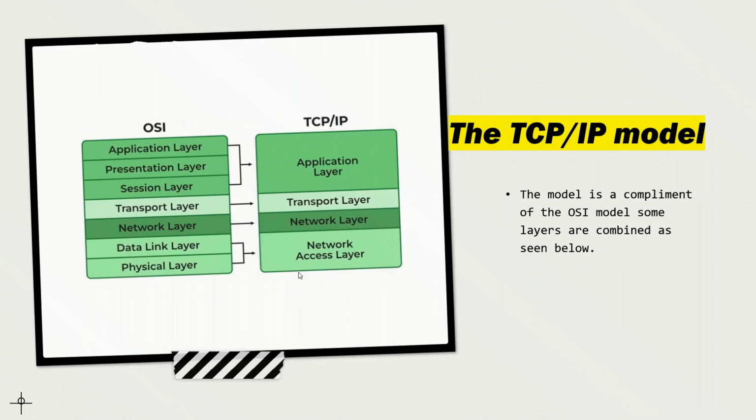And the TCP/IP model is the summarization of the OSI model, where you can see here the data link layer and the physical layer are combined to form the network access layer, while the application layer for the TCP/IP is a combination of the session, presentation, and application layers combined to form the application layer alone. This is just a complement of the OSI model.